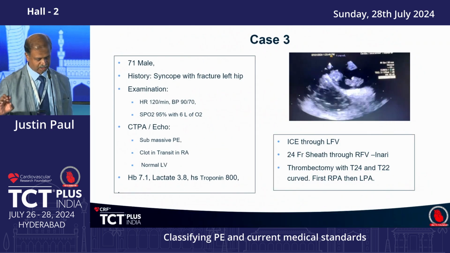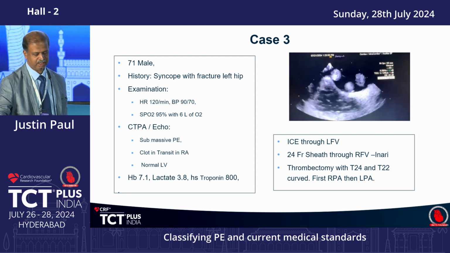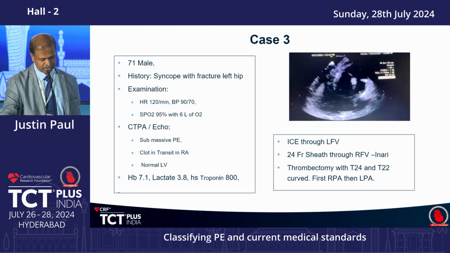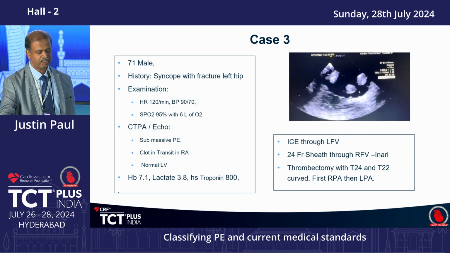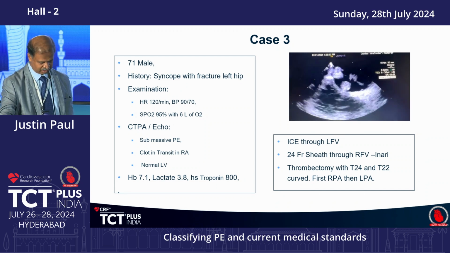I am just showing a case, my friend shared this with me, from Case Western. As you can see, this is a clot in transit, probably the PA is packed with thrombus. A 71-year-old male, he had a fall and developed a fracture hip, and heart rate was 120, systemic saturation is 95 with 6 liters.